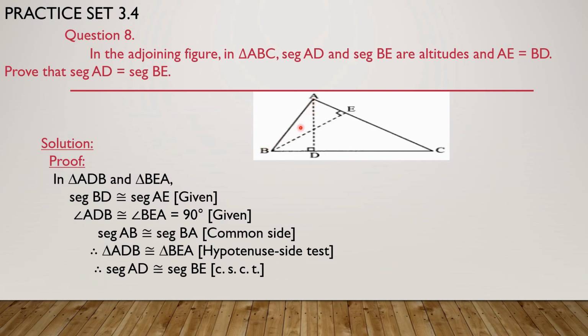Therefore, by the hypotenuse side test, triangle ADB congruent to triangle BEA. Then these two triangles are congruent, means other angles and other sides are also congruent. Therefore, by CACT, segment AD congruent to segment BE. So, we proved.